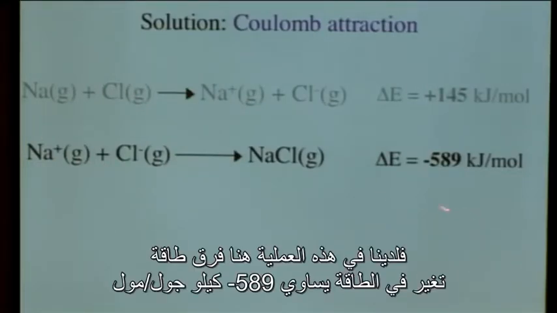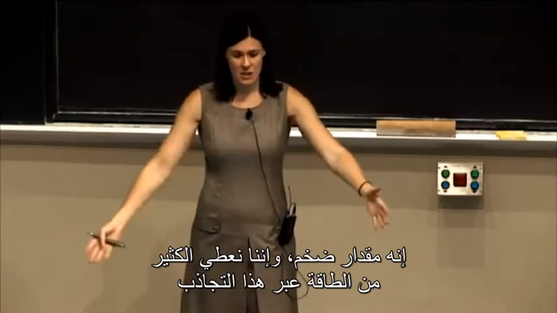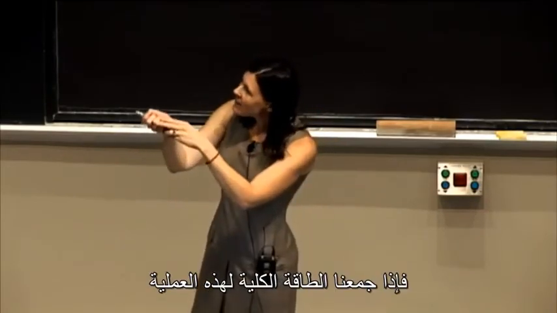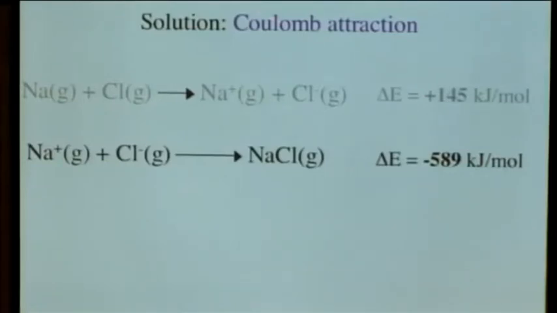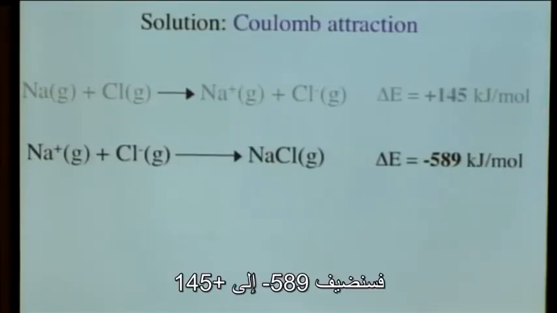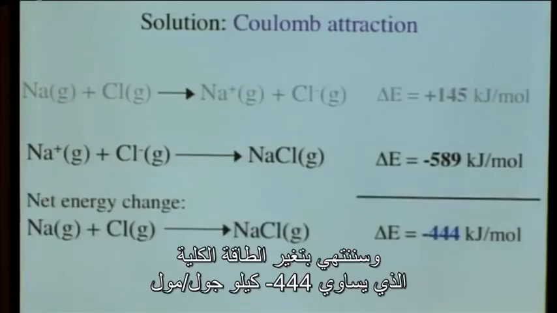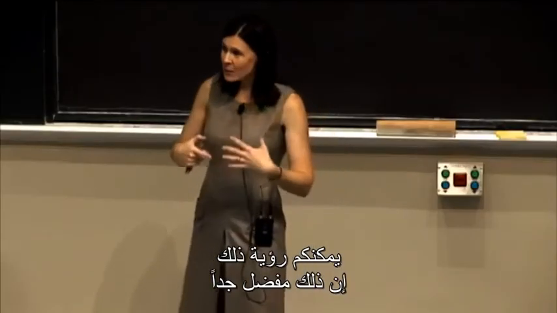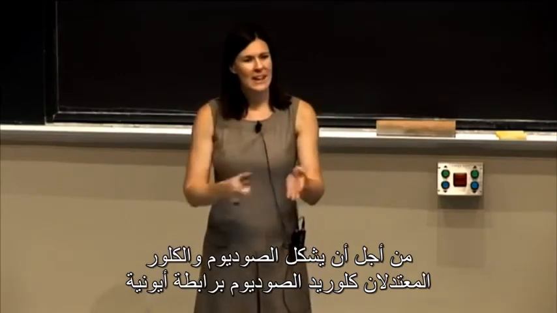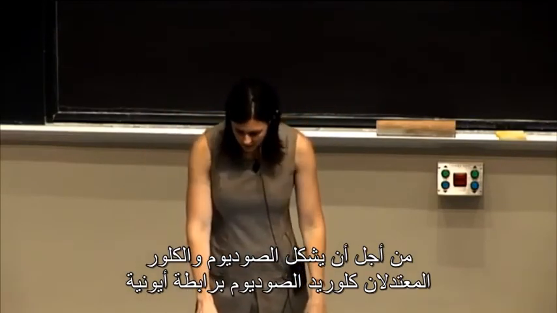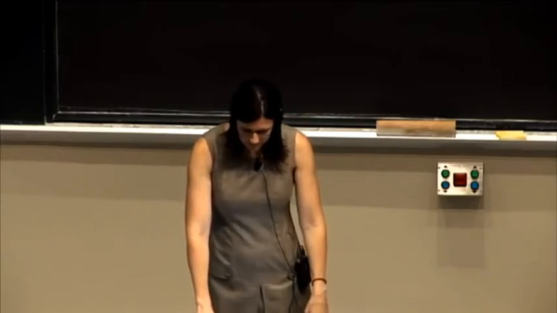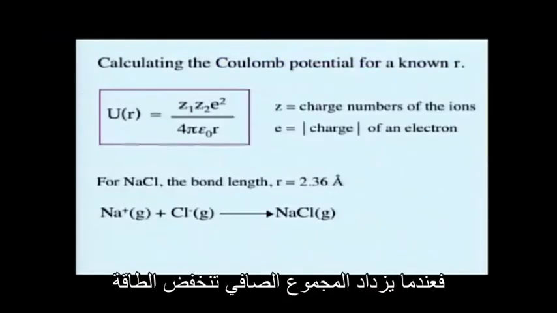So this process here has a delta energy, a change in energy of negative 589 kilojoules per mole. So that's huge. We're giving off a lot of energy by this attraction. So if we add up the net energy for all of this process, all we need to do is add negative 589 to plus 145. So what we end up getting is the net energy change is going to be negative 444 kilojoules per mole. So you can see that, in fact, it is very favorable for neutral sodium and neutral chlorine to form sodium chloride in an ionic bond. And the net change, then, is a decrease in energy.